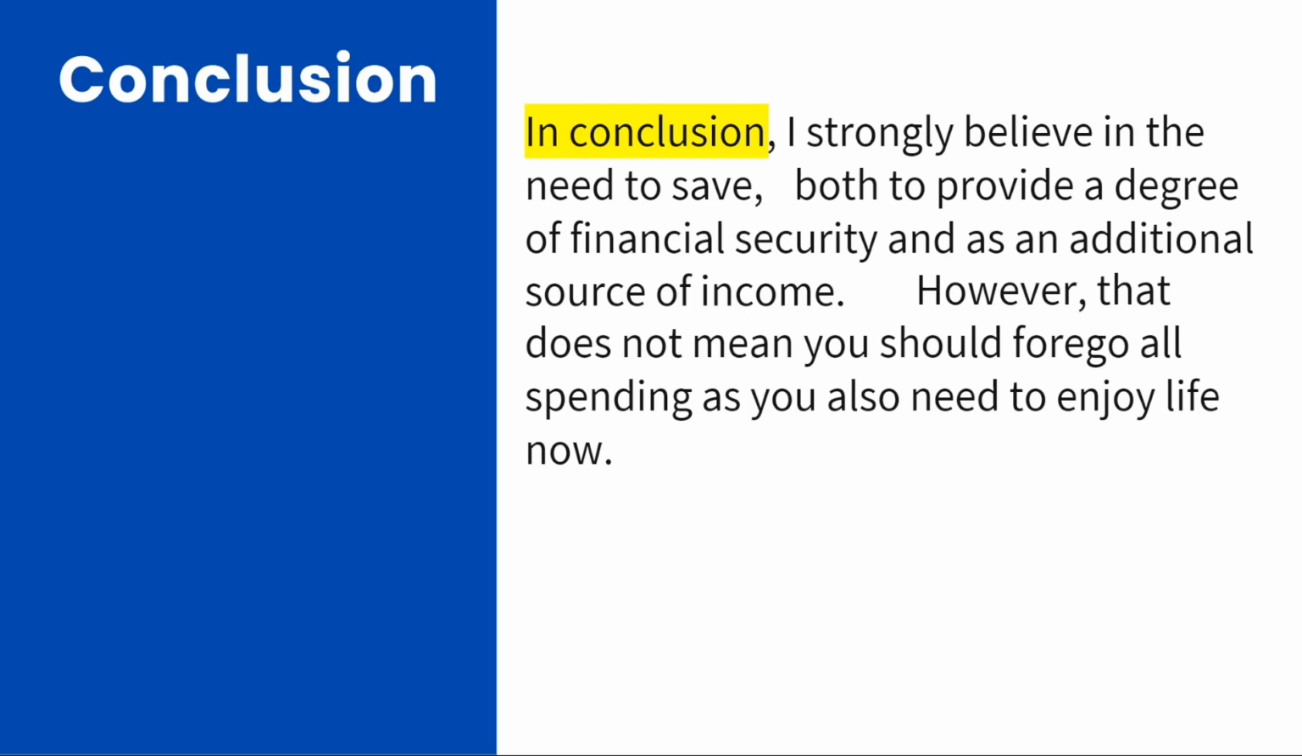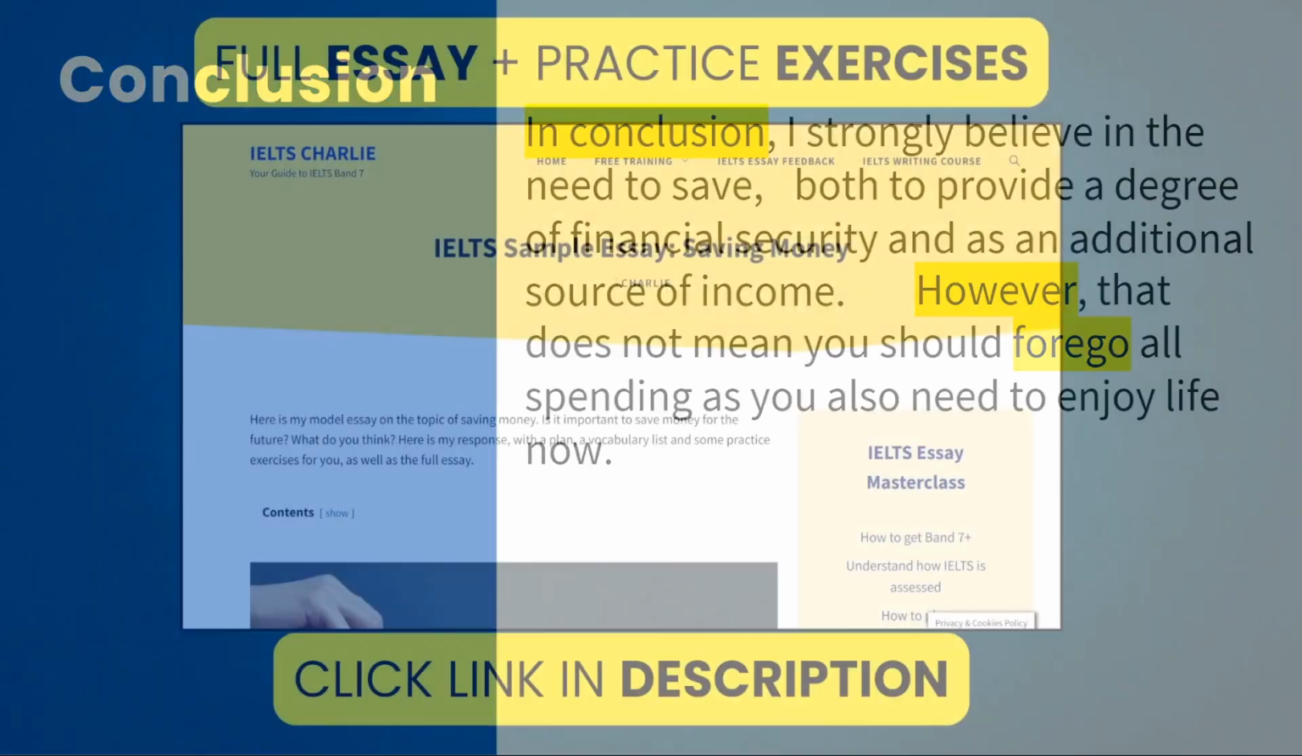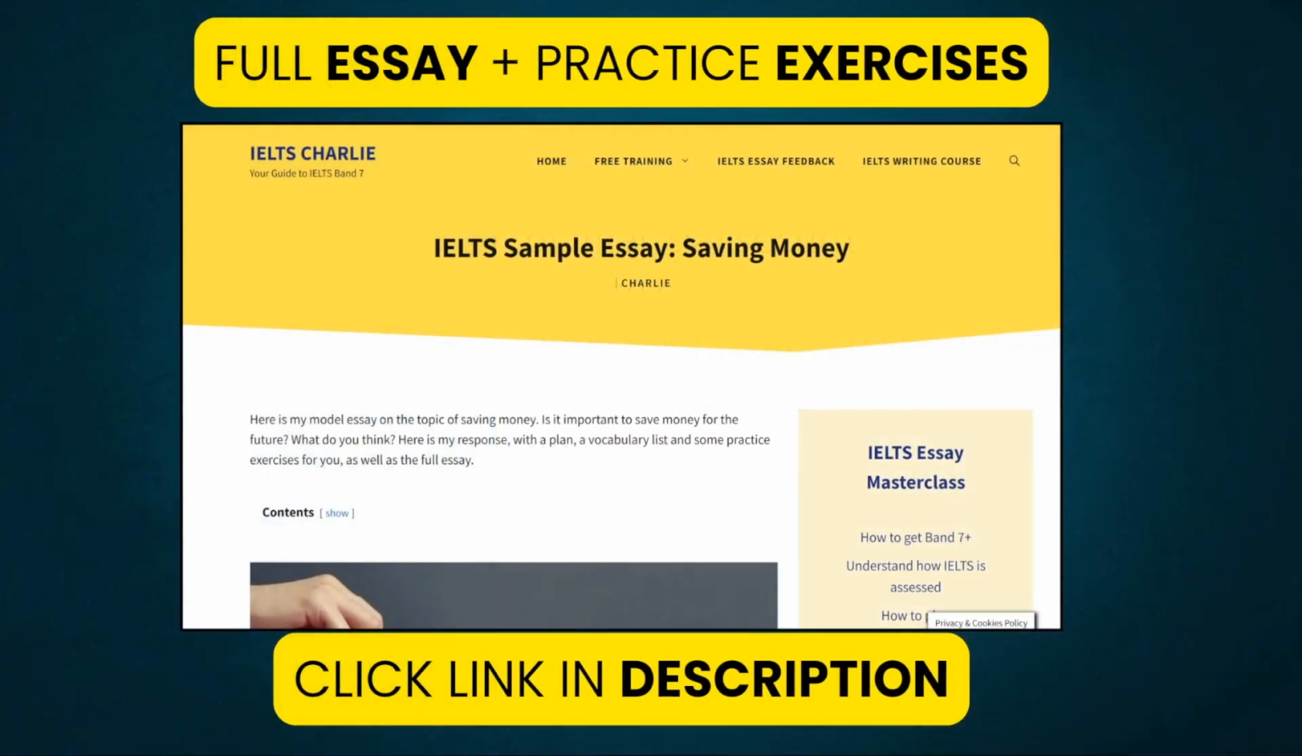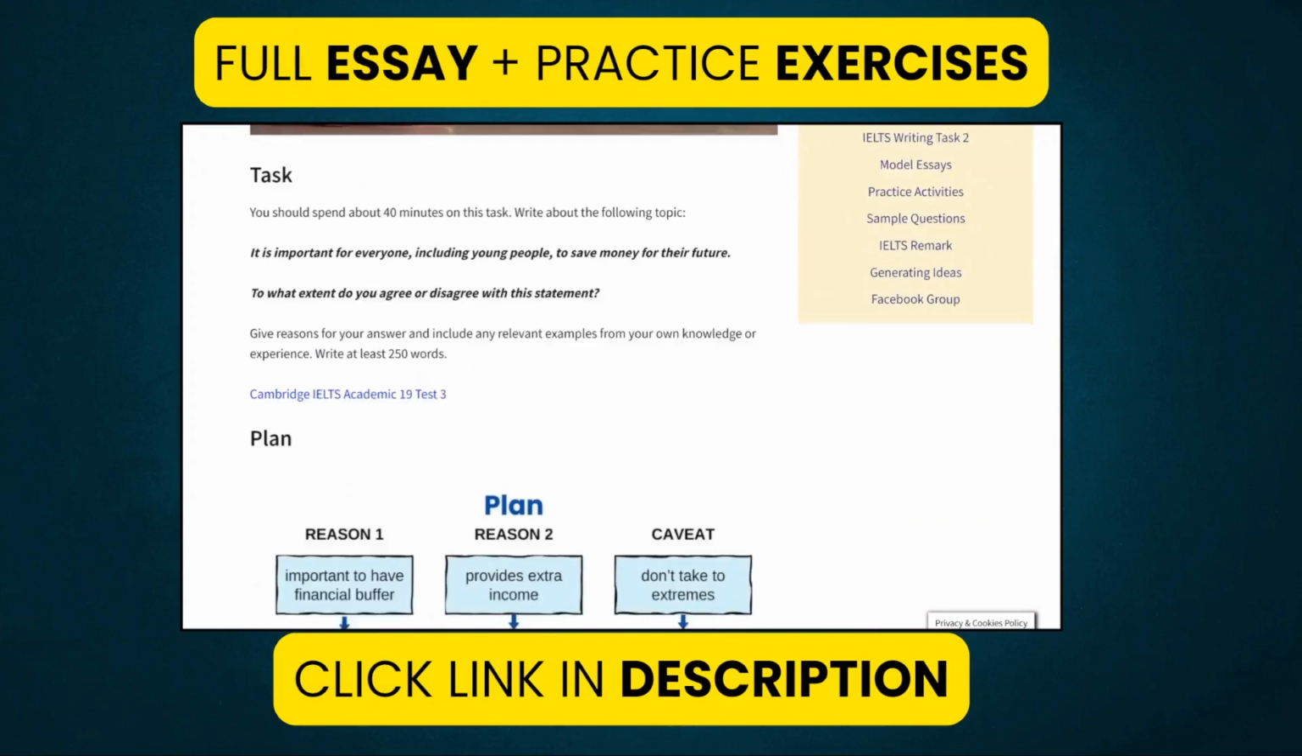The only other transition signal I would recommend here is "to conclude", but you don't need to say anything fancy. Just "in conclusion" or "to conclude" are perfectly fine. And then to introduce my caveat, I've used the word "however". I've also got this nice little word here, "forego", give up is what it means. So that then is my complete essay.